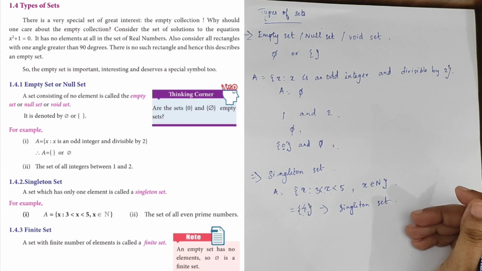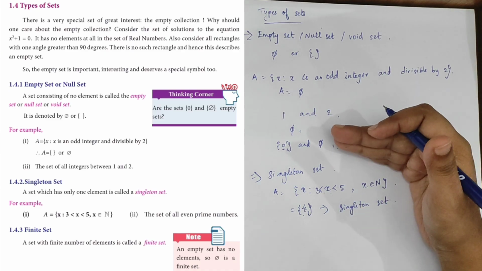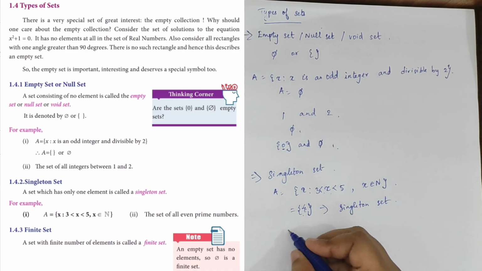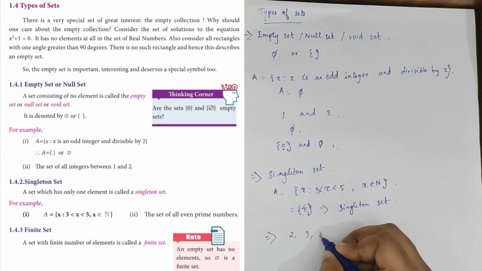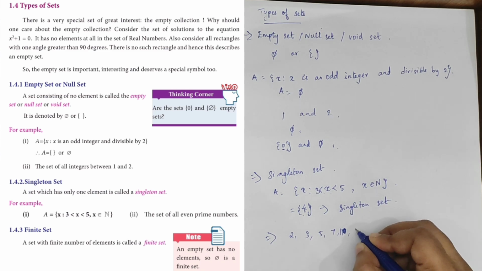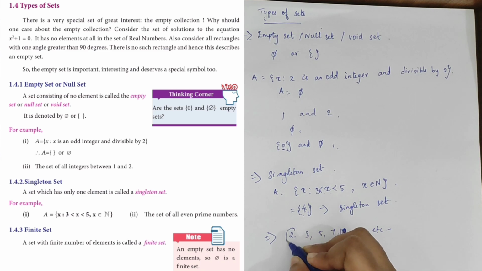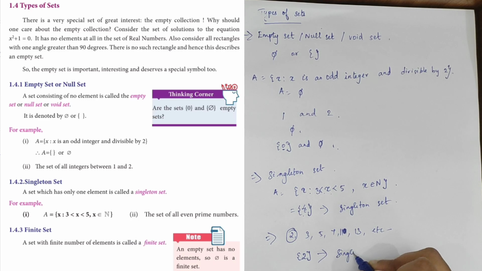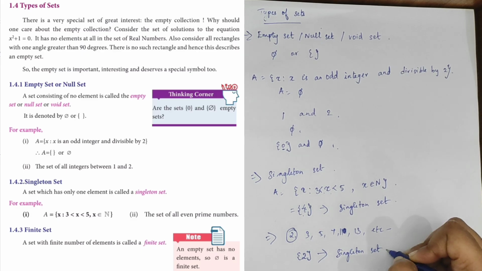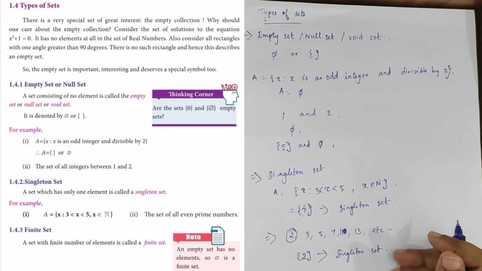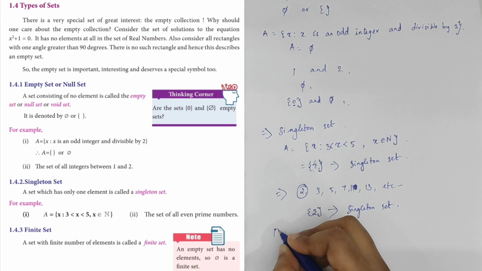Understood? Then I'm going to give you another example, that is the set of all even prime numbers. So what are the prime numbers? 2, 3, 5, 7, 11, 13, etc. Isn't it? So here the only even prime number is 2. So {2} will be the singleton set. Understood? So next we are going to see about the finite set.